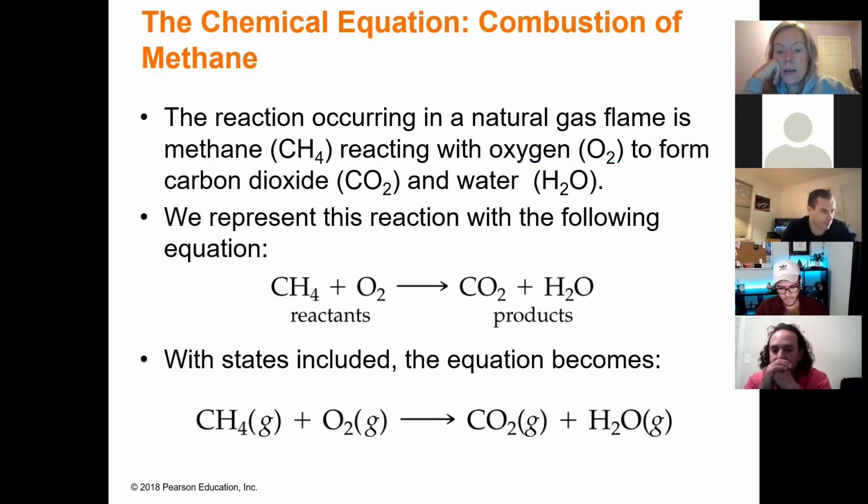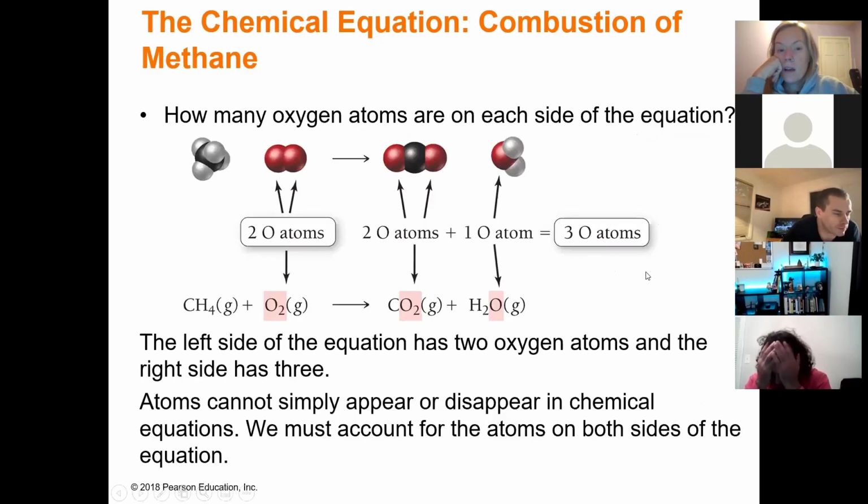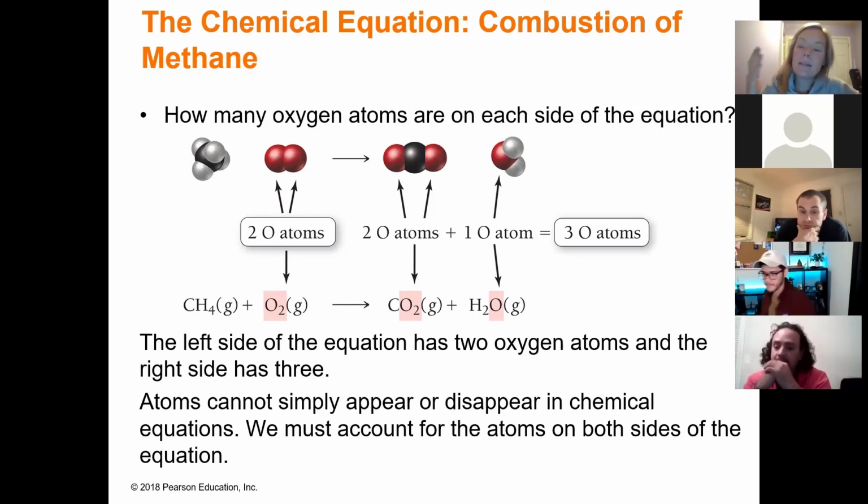So this equation is correct in that it's the right reactants and the right products, but it's not balanced. Do you guys remember the law of conservation of mass? It says in a chemical reaction, you cannot create or destroy matter. So you can't just make atoms up out of thin air and they can't just disappear into thin air. What you start with in a chemical reaction has to equal what you end with in a chemical reaction.